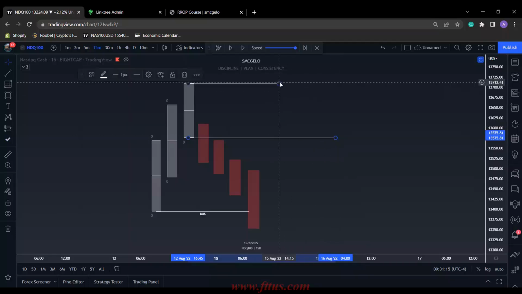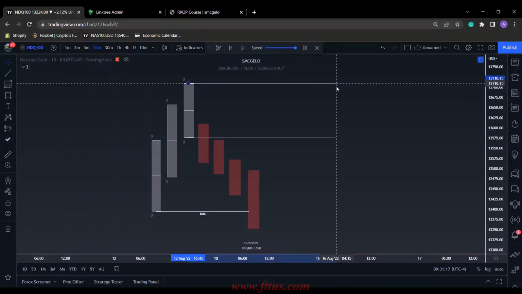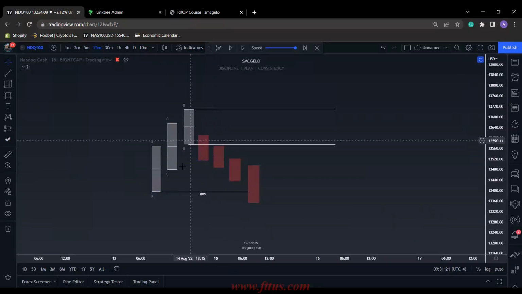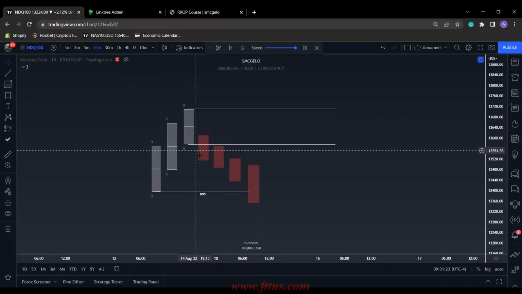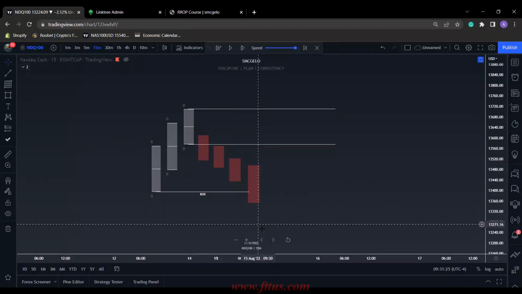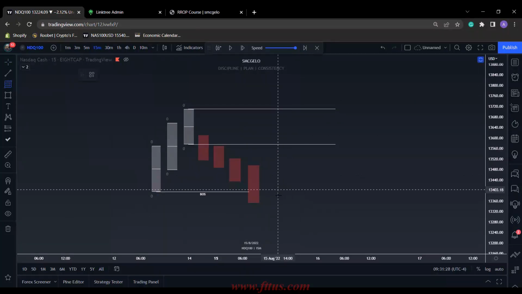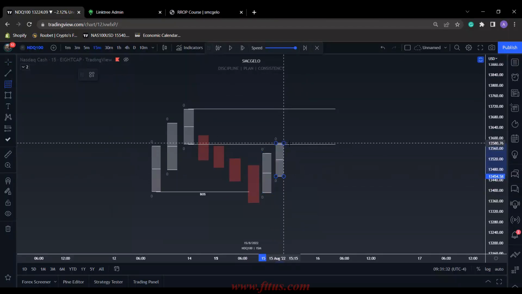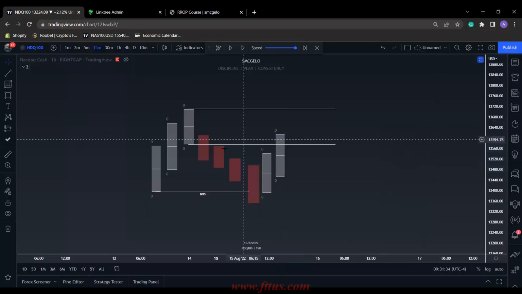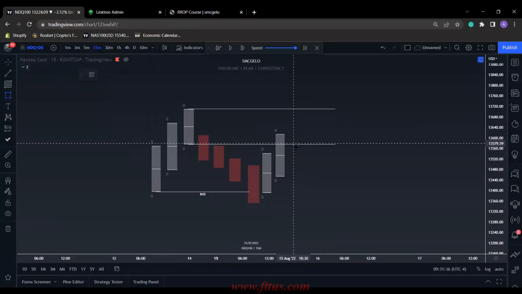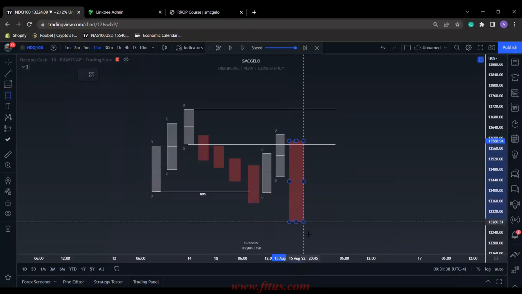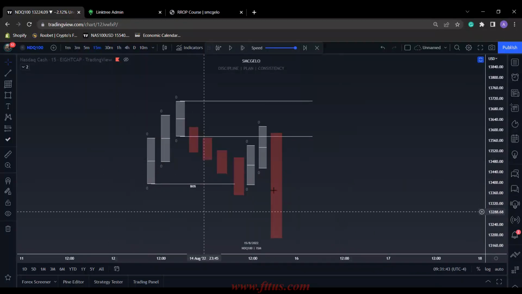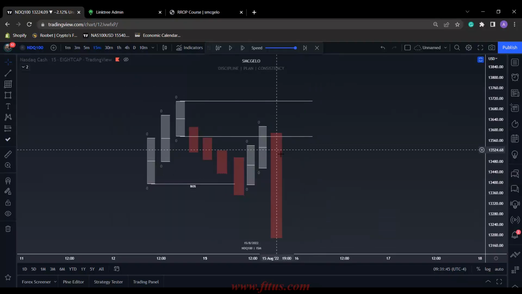Okay, so when looking at a supply zone, what we want is a break structure, a little bit of an imbalance, and we want price to come back into the zone. So we'll mark some bullish candles up to come back into the zone, right, to then drop. So this is a perfect example of a supply setup.